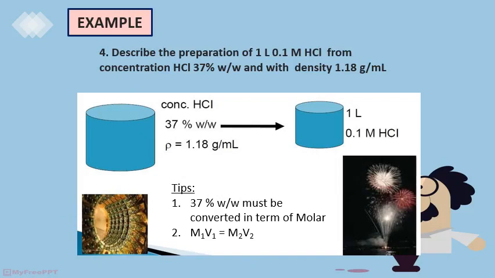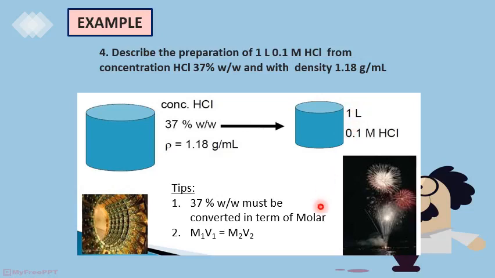Okay, look at another example. Describe the preparation of 1 liter of 0.1 molar HCl from concentrated HCl 37% weight per weight. Given density 1.18 gram per ml. So for this question, you are asked to prepare the solution from concentrated HCl 37% weight per weight into 0.1 molar, 1 liter.